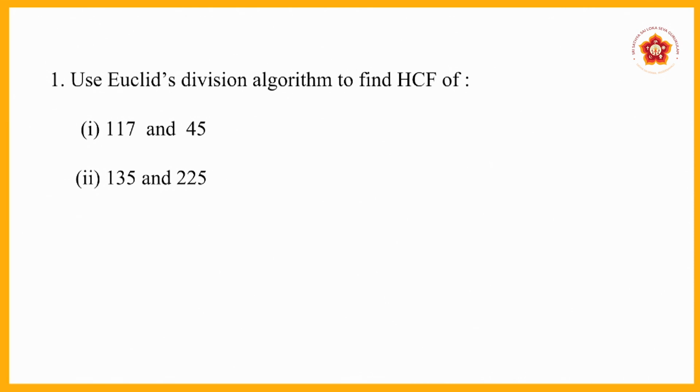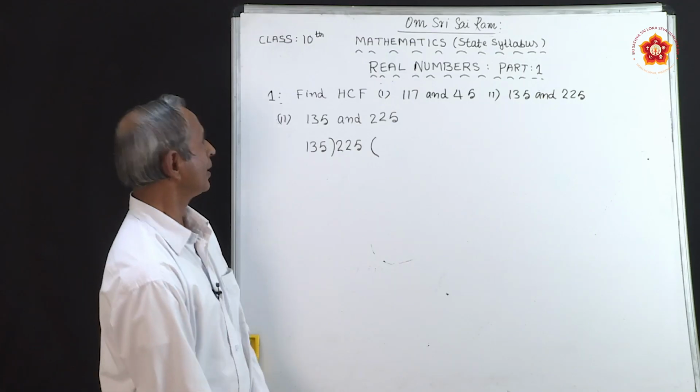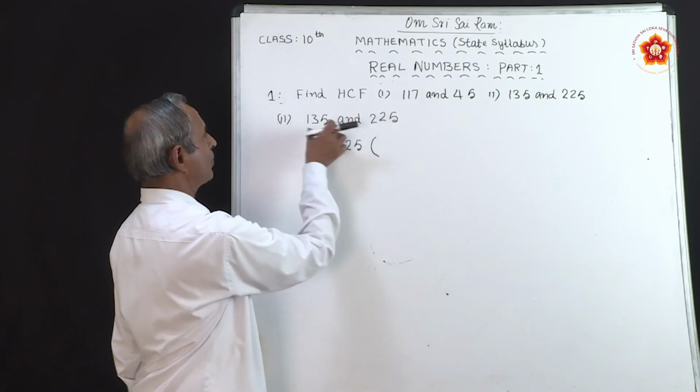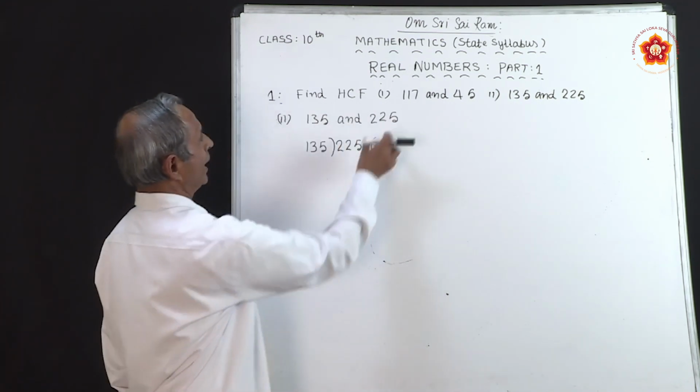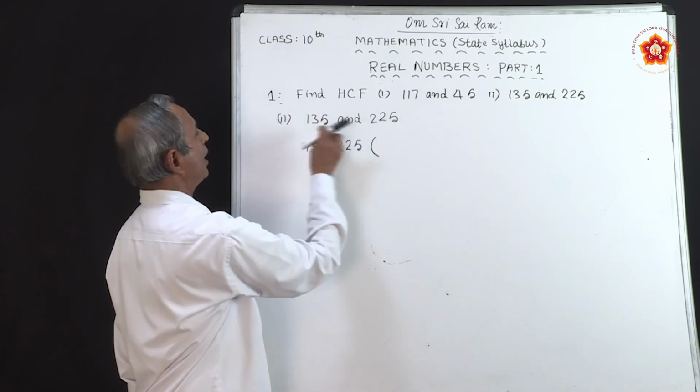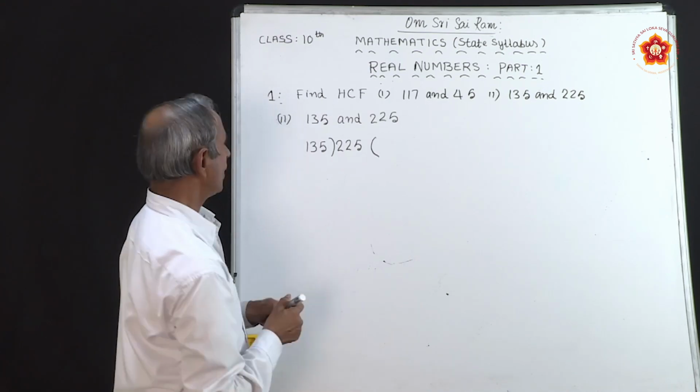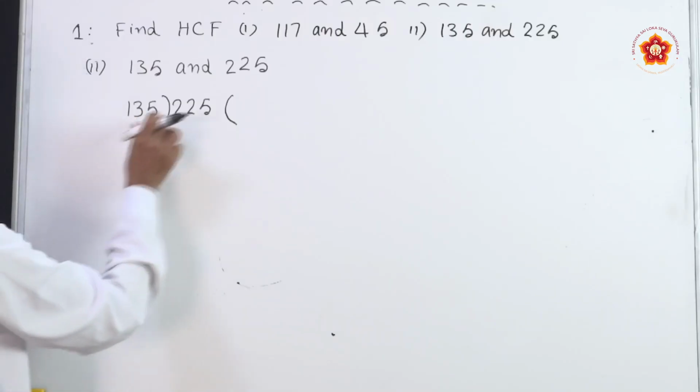Now let us find the HCF of two numbers. Given numbers are 135 and 225. Here 225 is greater than 135, so you have to take A as 225 and B as 135. Now let us divide by 135.